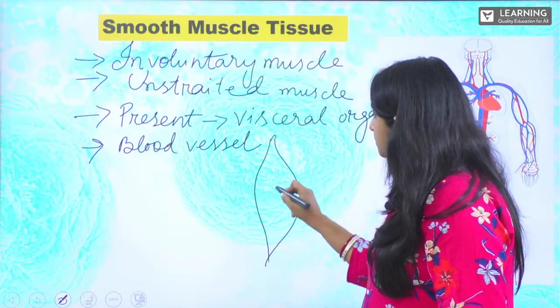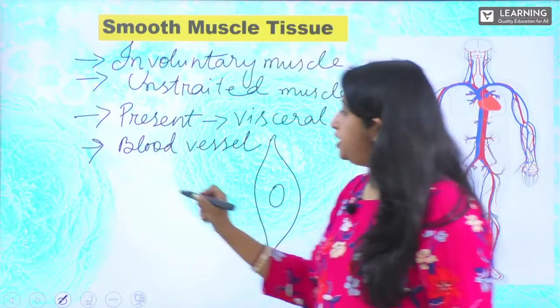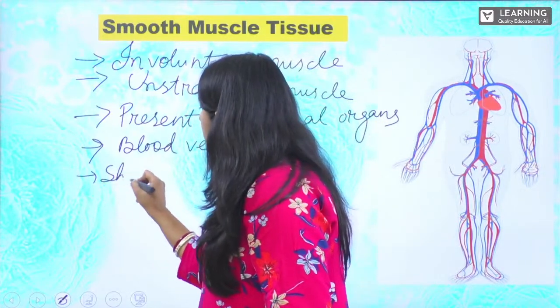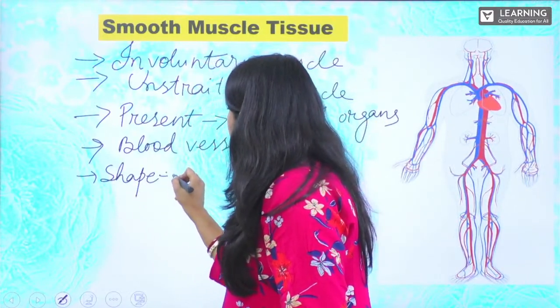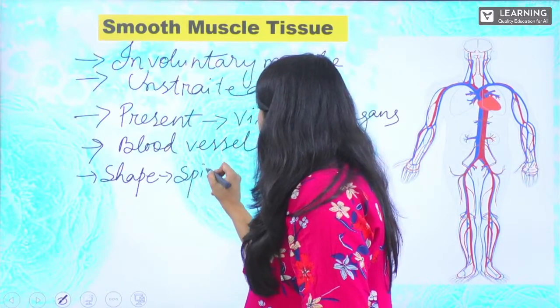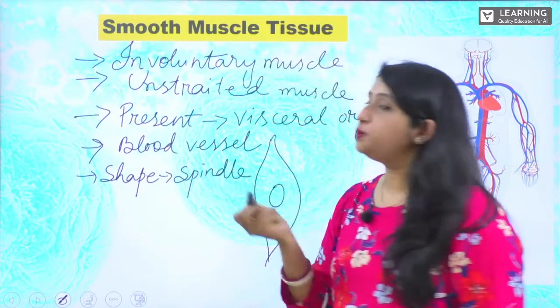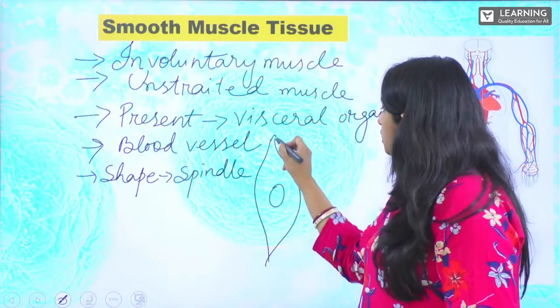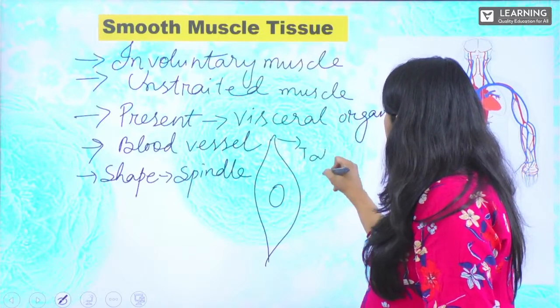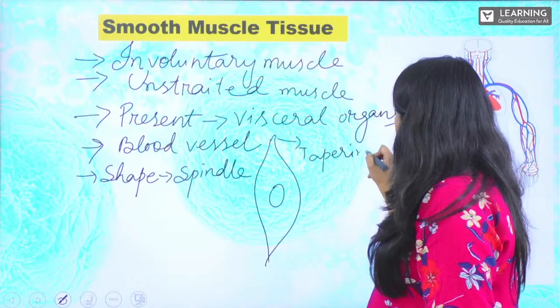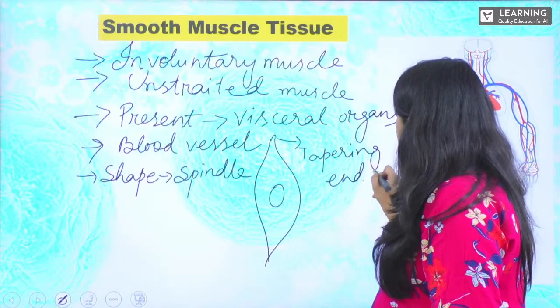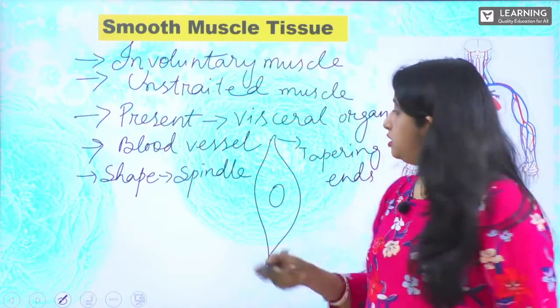This is spindle shape, right? So the shape you can write. How is the shape? The shape is spindle, and it has got what? It has got tapering ends, isn't it? So how many nucleus are there?